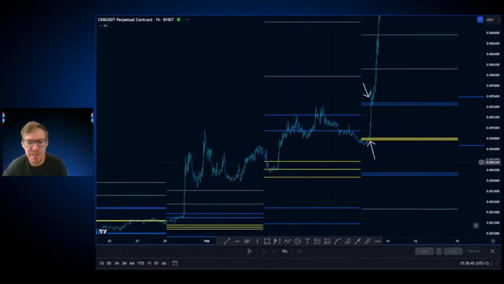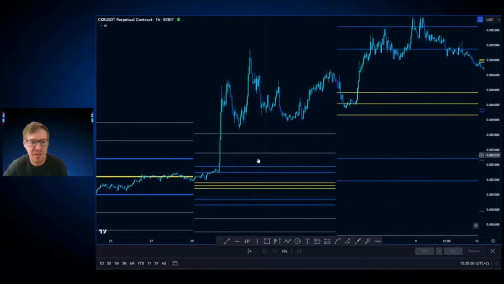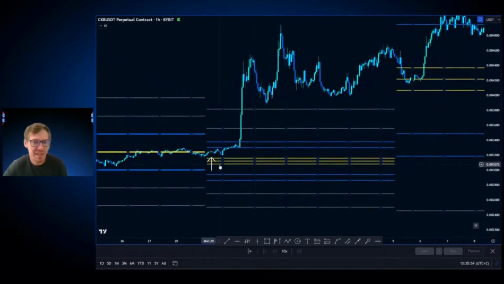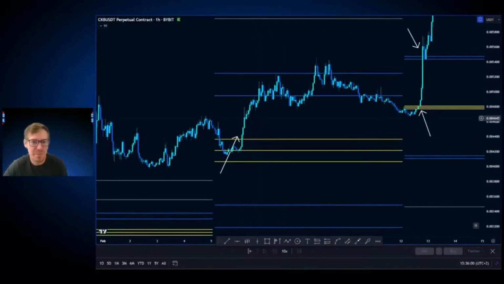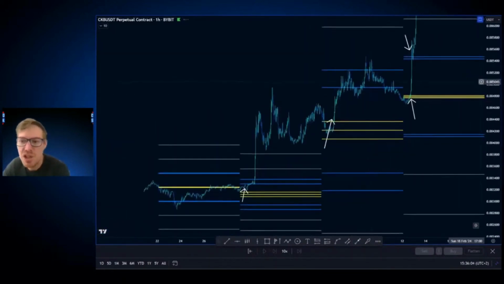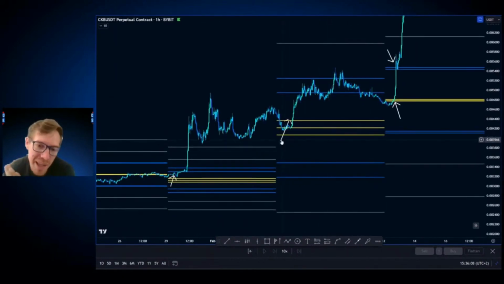If you look at the previous grid over here, even though this grid wasn't that narrow, look, guys, you can see price is on top of the grid, and we get this explosive move up. Then we get the next week, price gets on top of the grid, and we get this big movement up. So these grids are just showing you the most likely places where price is going to make a movement.